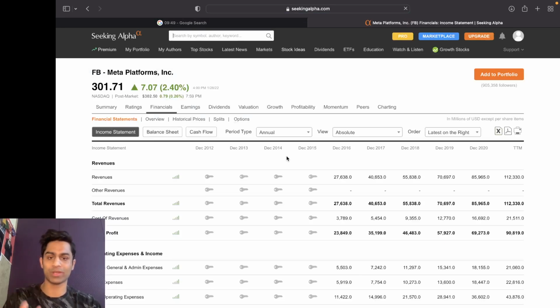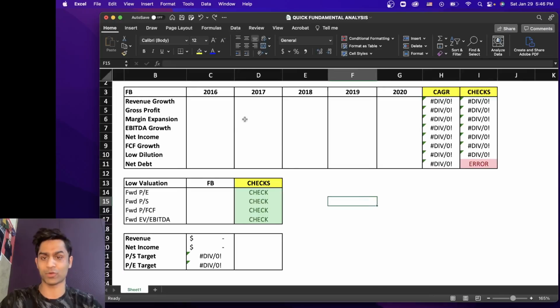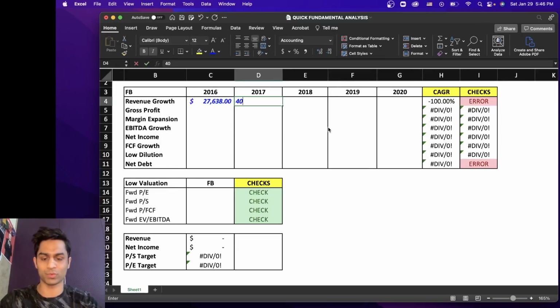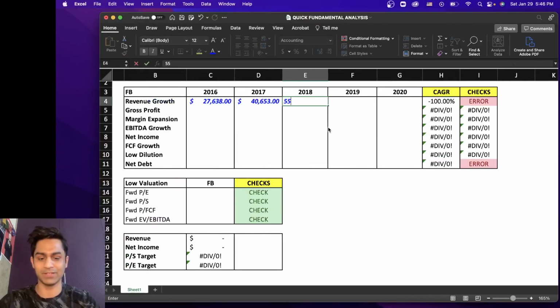What we're really doing right now is grabbing the inputs, the fundamentals themselves. So revenues, that's the first thing we're going to take on. That's 27,638. So we're going to come over to our spreadsheet and type in 27,638. Then we're going to move on to 2017: 40,653. Then 2018: 55,838.